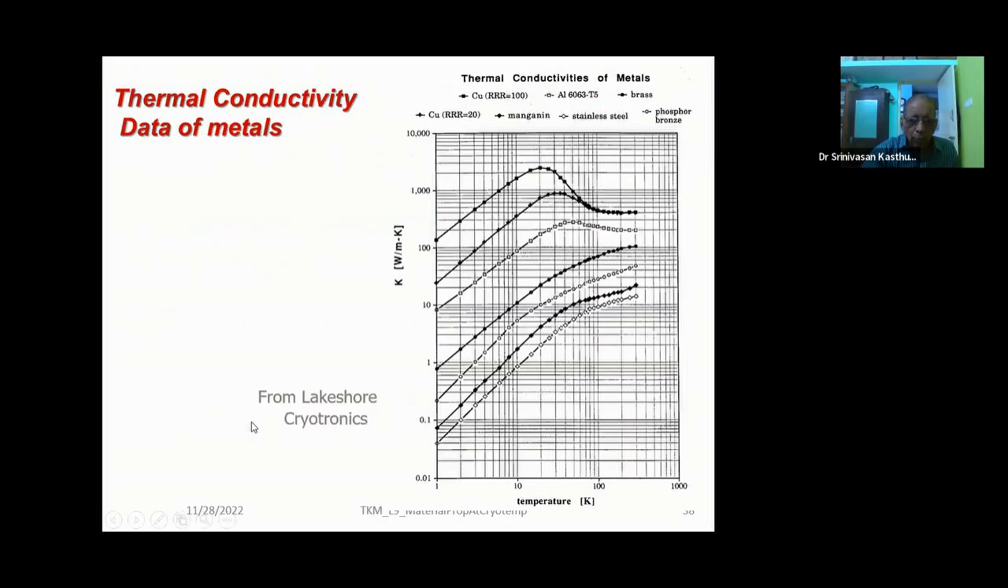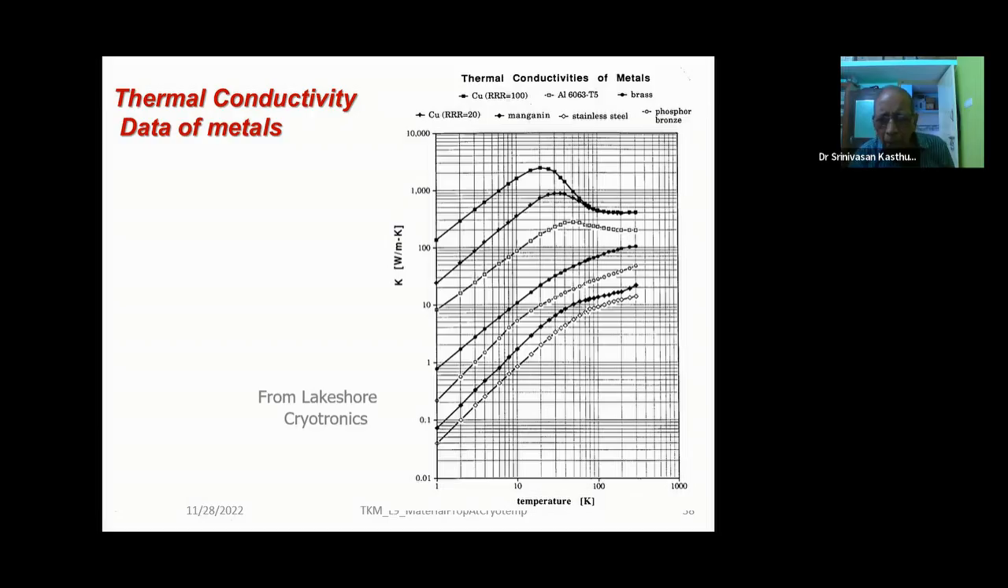Now the thermal conductivity data for metals are available. So you can see here the thermal conductivity behavior. For example, this one is copper, with a behavior of this type. There are other materials, like stainless steel and phosphor bronze shown here, and manganese also is shown here. I think the first two graphs are for copper.